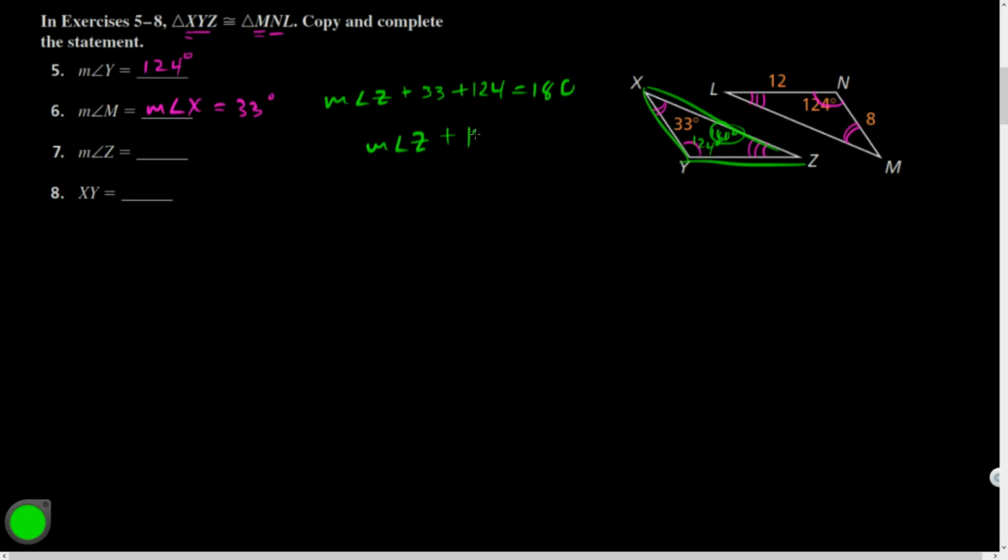33 plus 124 is 157. Subtract that from both sides. Measure of angle Z looks like it's, oh, I almost wrote 35. I think it's 25, isn't it? Oh, what an error. Thank you for the save. So 180 minus 157 is 23 degrees.